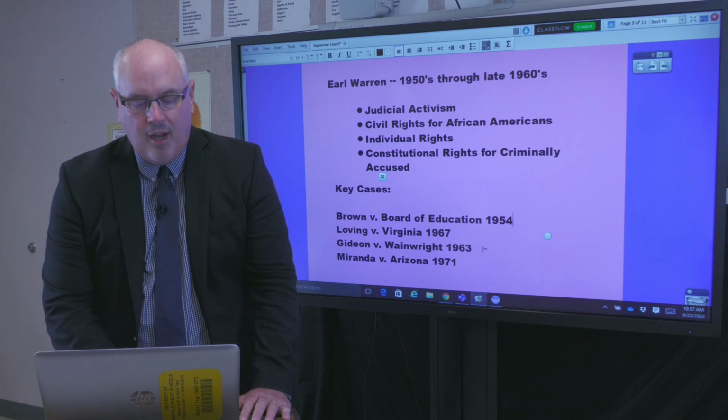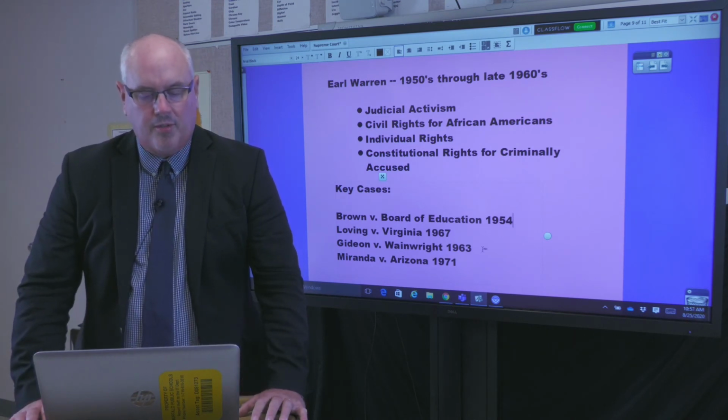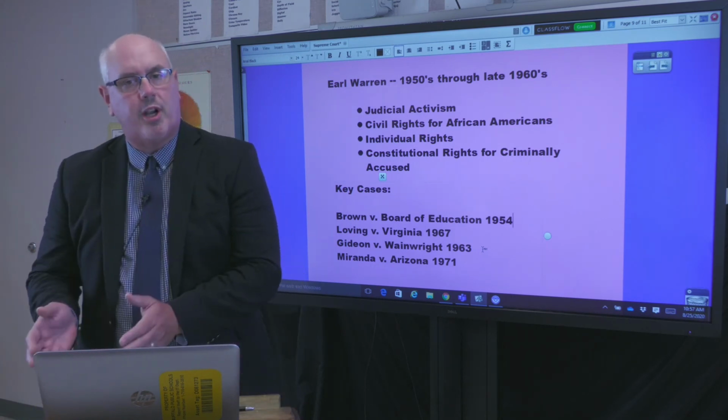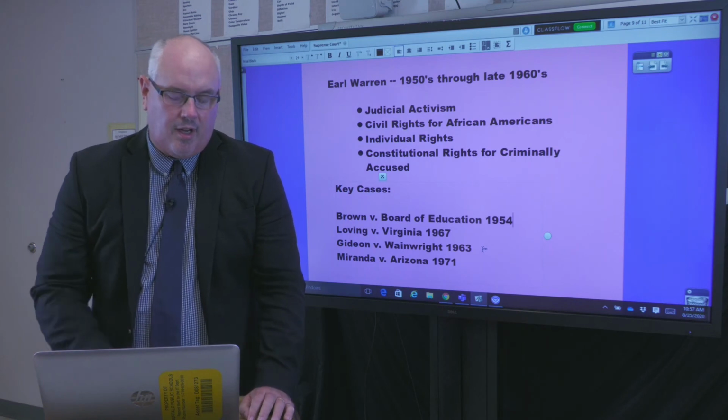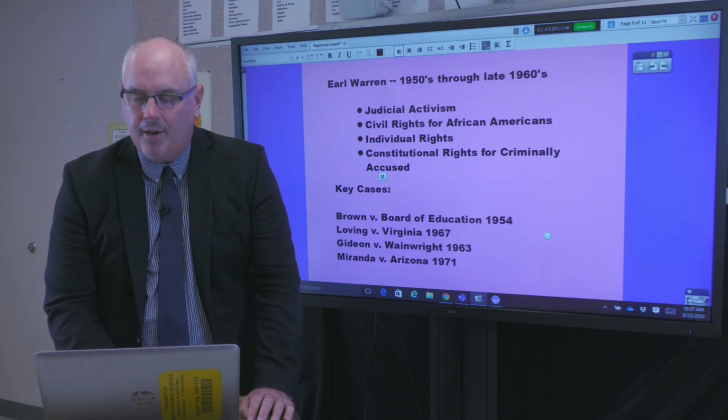So these rights, the individual rights for those who are accused of crimes and also civil rights for African Americans were the hallmarks of the Warren Court. And it shows the incredible influence of the Warren Court on American society.